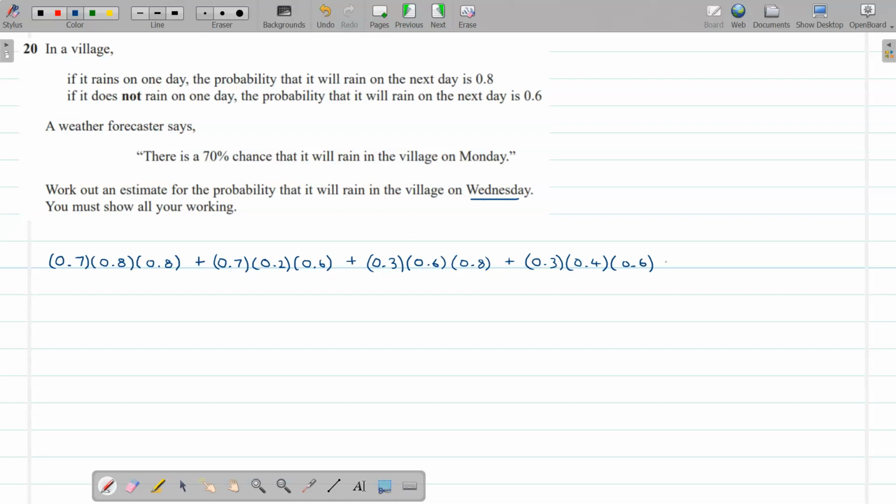The other 4 possibilities are for it not raining on Wednesday. So if we just add those up, that will give us the answer. And that comes to 187 over 250, if you put that on the calculator. And that is also, as a decimal, 0.748. Now you can leave the answer as that, or if you like, as 74.8%. It doesn't ask for it in any particular form, so any of those will do.